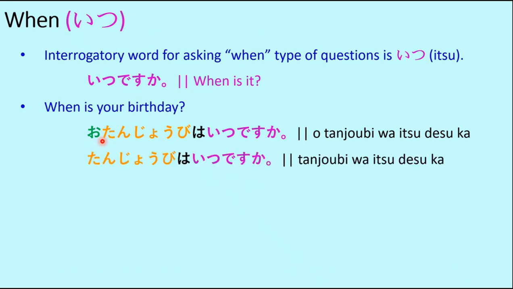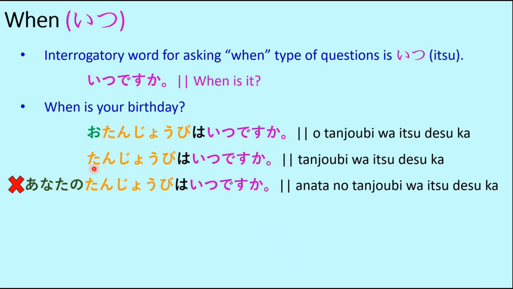If the person whom we are asking this question is much younger than our age, or if he is a family member with whom we have a very informal relationship, then in that case, O may be omitted and we can directly ask, Tanjobi wa itsu desu ka? That also means the same thing. When is the birthday? And since you are asking the person who is with you, it's implied that you are asking that person only. So it's Tanjobi wa itsu desu ka? O tanjobi wa itsu desu ka? Both are valid according to the respect or politeness level you want or that is needed in that context.